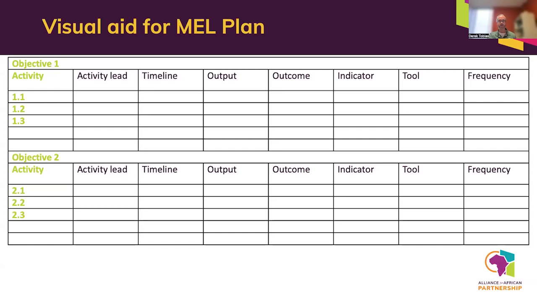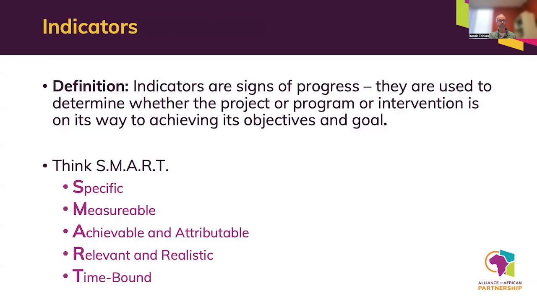And I believe we've defined all of the terms here except for indicator. So we go into that a little bit more on the next slide. Essentially, indicators are signs of progress. One way to think about an indicator is this is a unit of measurement. So they are used to determine whether the project or program or intervention is on its way to achieving its objective and goals. So when you're trying to determine which unit of measurement we're going to use to measure progress, we advise, and this is very common, to think SMART, right?